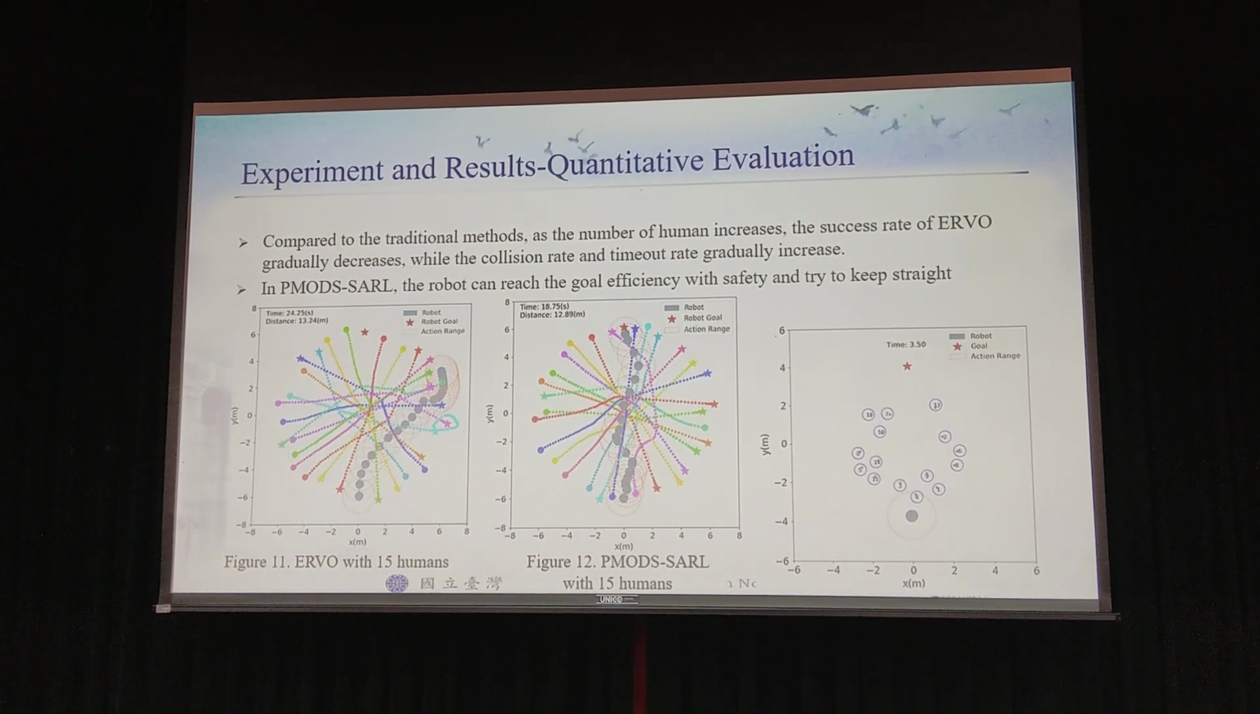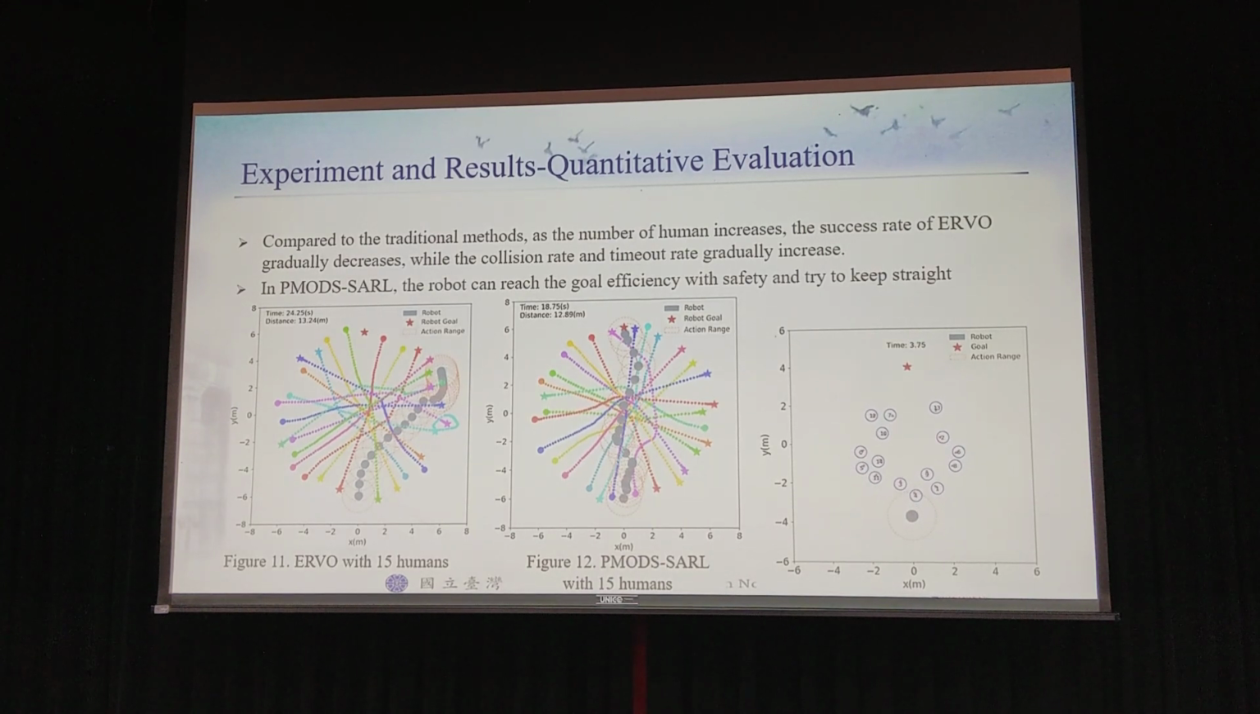Compared to the traditional method, as the number of humans increased, the success rate of ERBO greatly decreased, while the collision rate and timeout rate gradually increased. In the left picture, this finding suggests that the traditional method experienced frequent failures in crowded environments. With PMO-DSAR, the robot can reach the goal effectively and safely and try to keep smooth.